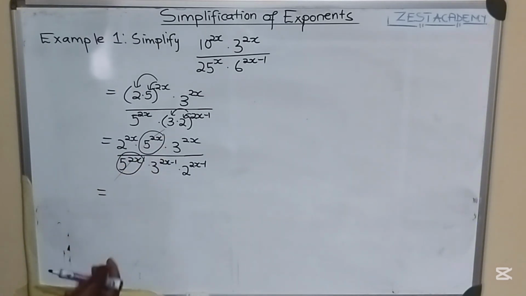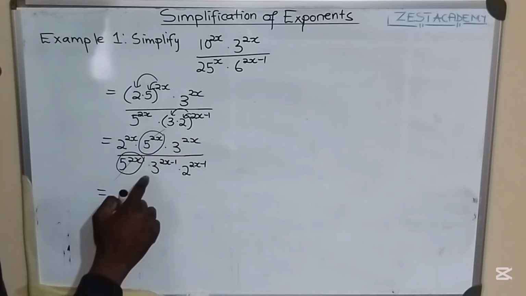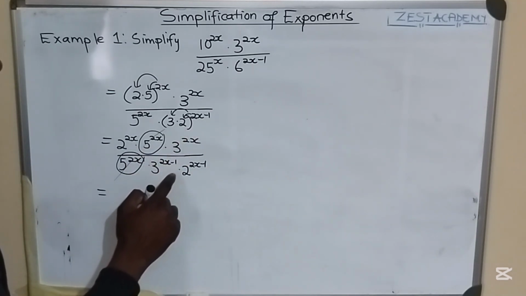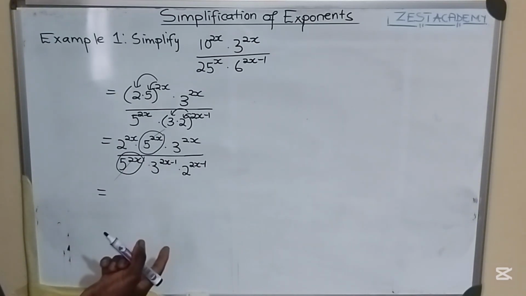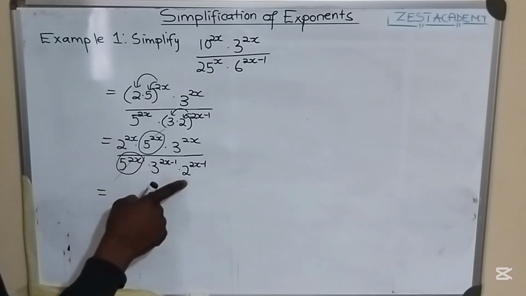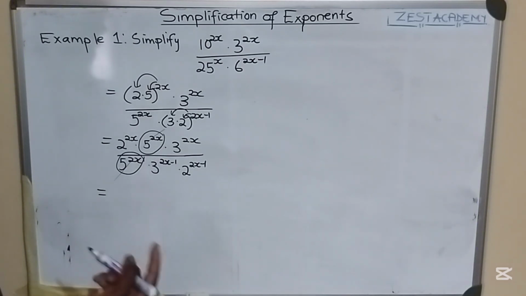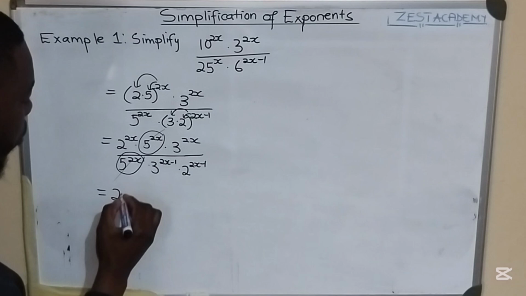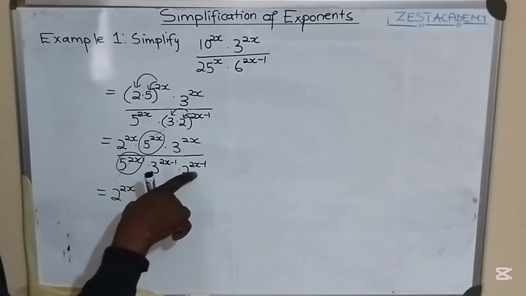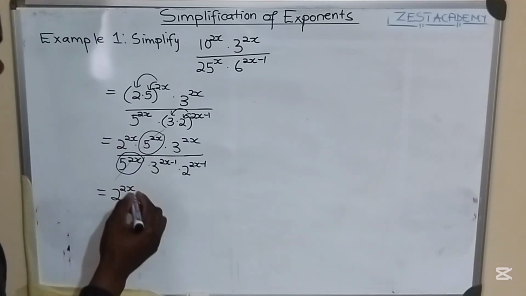Do we have anything similar on top and at the bottom? No. So here we are left with 2 to the power of 2x times 3 to the power of 2x, all over 3 to the power of 2x minus 1 times 2 to the power of 2x minus 1. So we can also apply the law that if we have like bases and they're being divided, we keep the base and we subtract the powers. So let's keep the base. On top we have 2 to the power of 2x, and at the bottom we have this, so we must subtract our exponents, our powers.